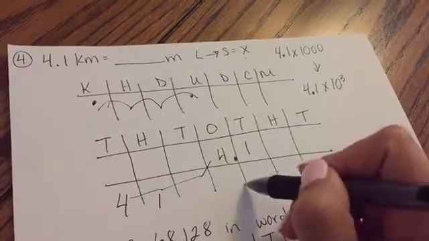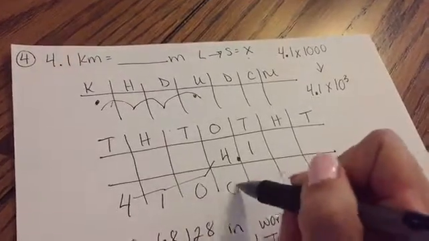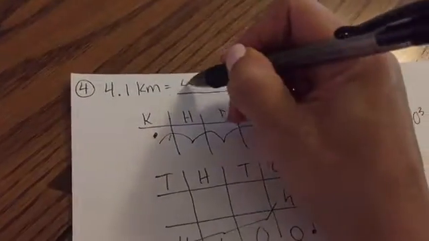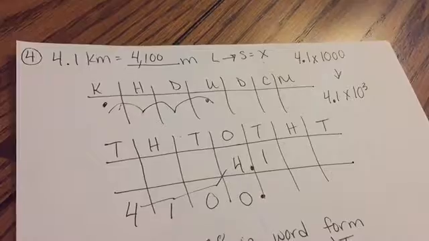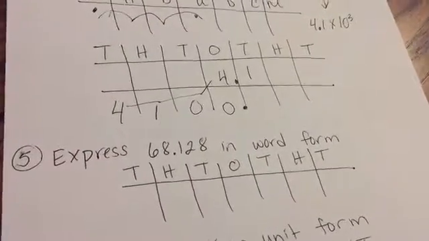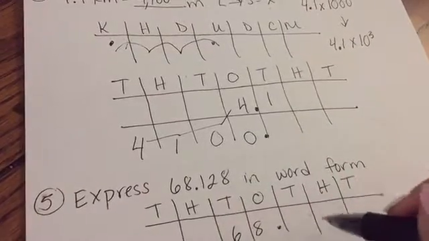The 1 is here. Since our decimal is here, we got to fill in those 2 blank spaces with zeros to make sure that our digits do not shift. So our answer is 4,100 meters. This we're going to express in word form. I told students just plug it right in to their place value chart.